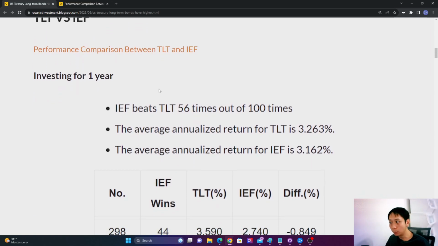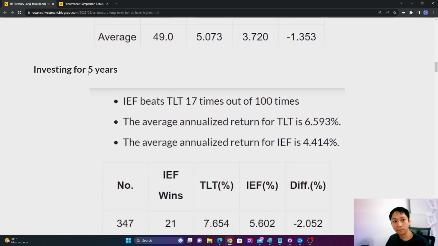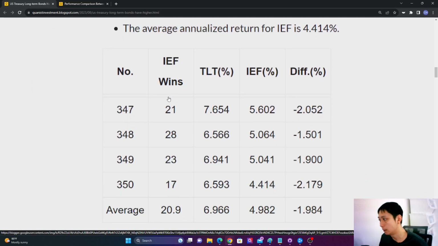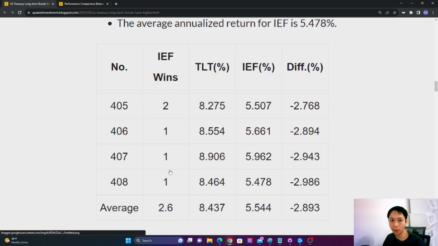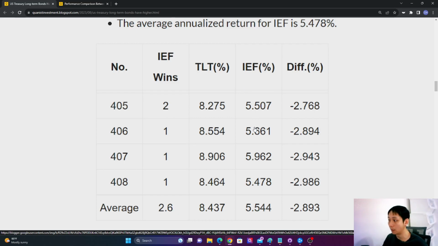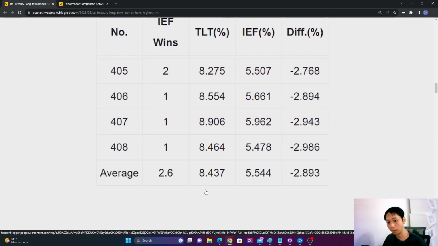I don't want to use the tool all the time during this video, so I'll just brief it. Investing for 5 years, that's when I input, instead of 252 days, 252 times 5. The result is the IEF has a 20% chance of winning. That means the TLT has an 80% chance of winning, and the magnitude of TLT winning is bigger. Investing for 10 years, it's even more so. TLT has almost 100% chance of beating IEF. So the long-term bonds win when we hold longer, and the returns difference is bigger. TLT wins more when holding longer.